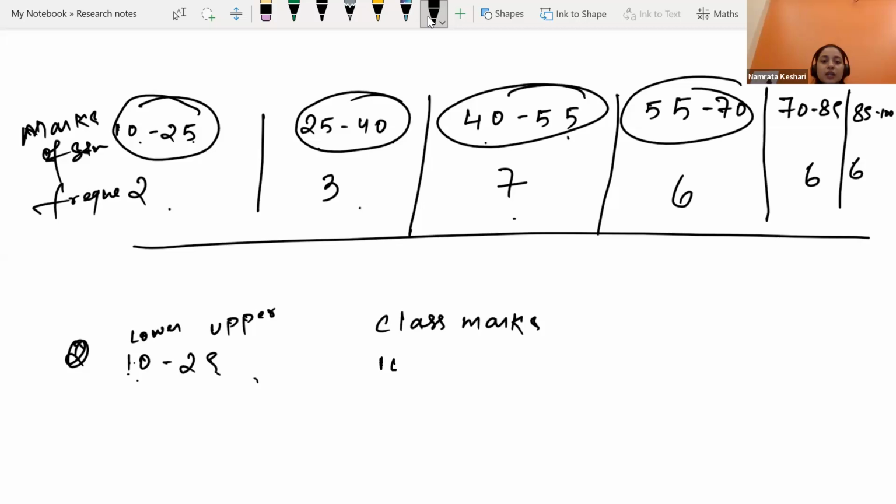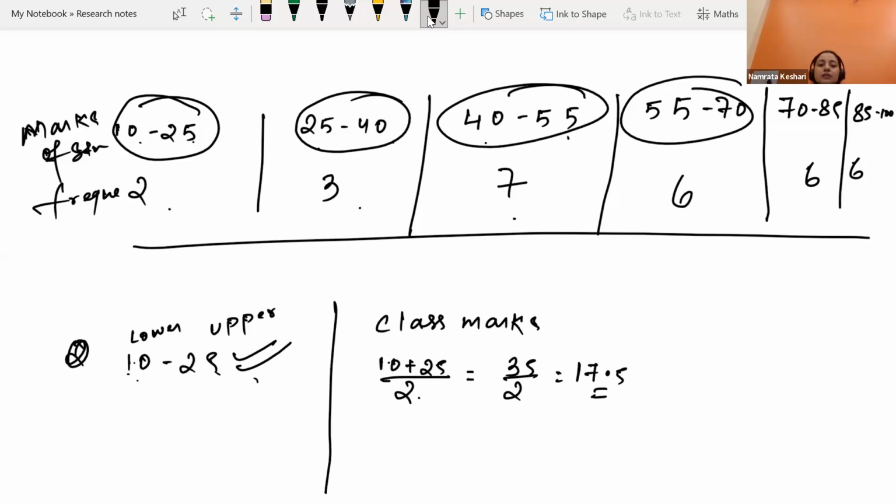So here also, class mark means just the midpoint. We'll be adding 10 plus 25 by 2 and we'll be getting 35 by 2, which is 17.5. This is the class mark for this group. Are you getting it? Yes. Similarly, we'll be finding the class mark for each and every group.